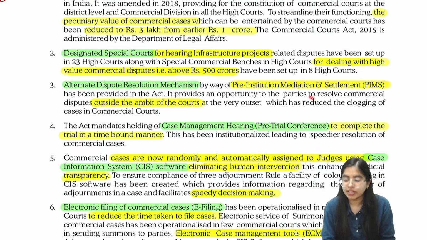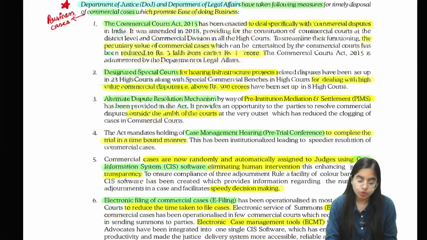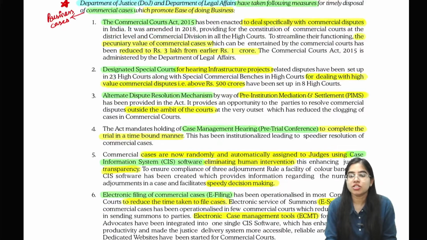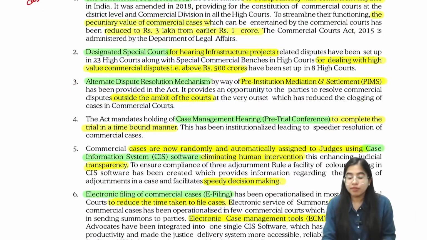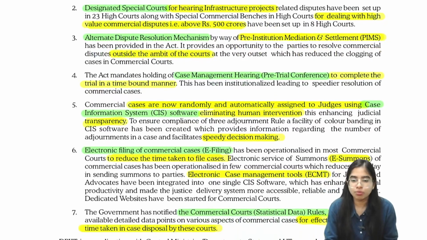ADR is done through mediation and settlement. PIMS is known as pre-institution mediation and settlement. So instead of going to the court, you follow ADR by mutual settlement, mediation and settlement, outside the ambit of court. The Department of Justice is promoting the ADR mechanism, by which commercial disputes will be solved faster by reaching a mutual settlement.